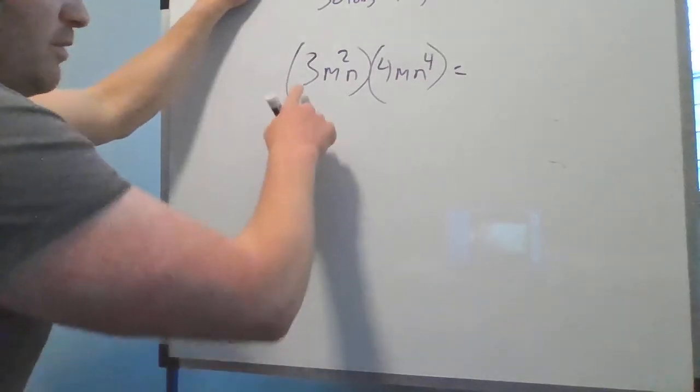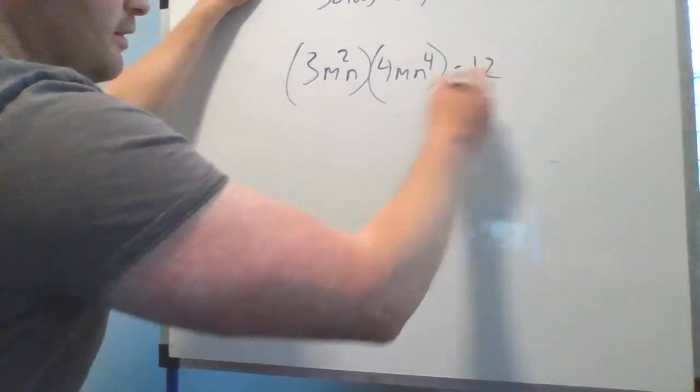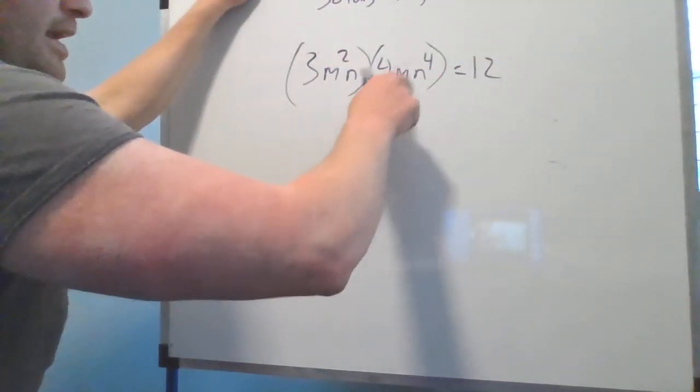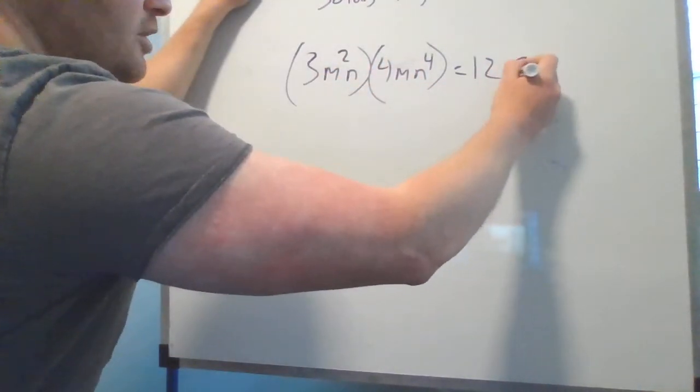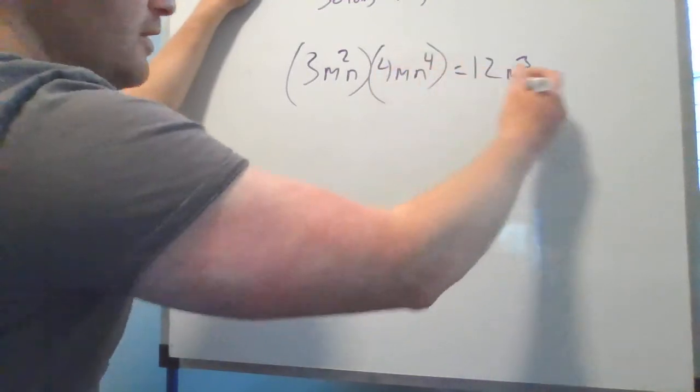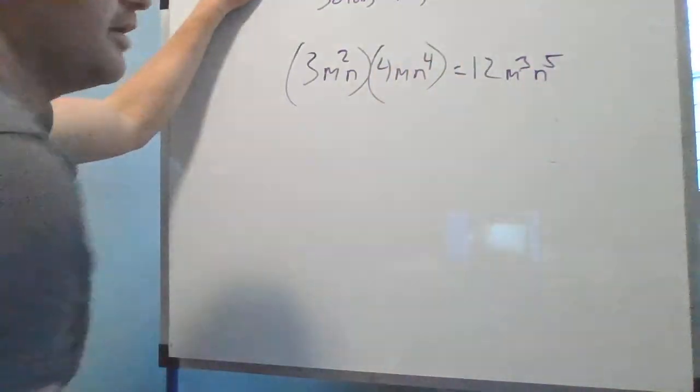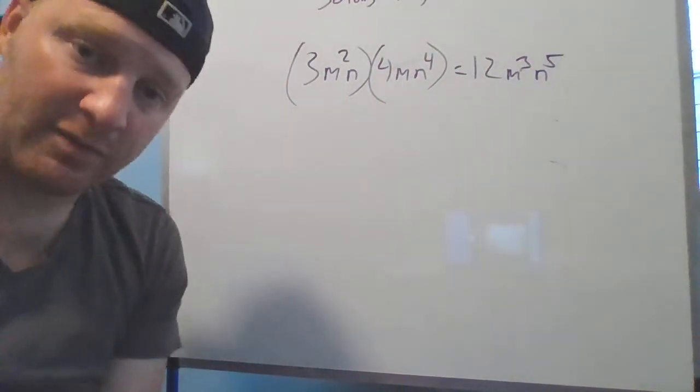The way you multiply this, you multiply the numbers. 4 times 3 is 12. M squared, and m, remember you add the invisible 1 to the 2. So now this is m cubed, and the invisible 1 plus the 4, you add the exponents. Okay? That's how you do this stuff in case you might have forgotten.